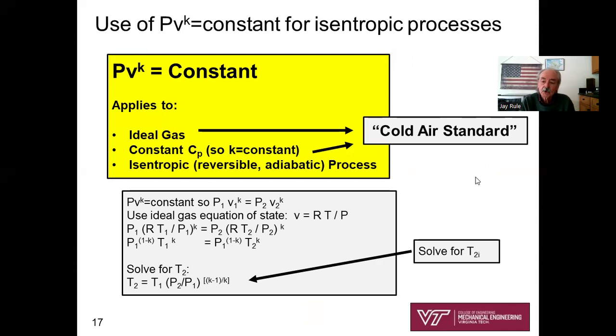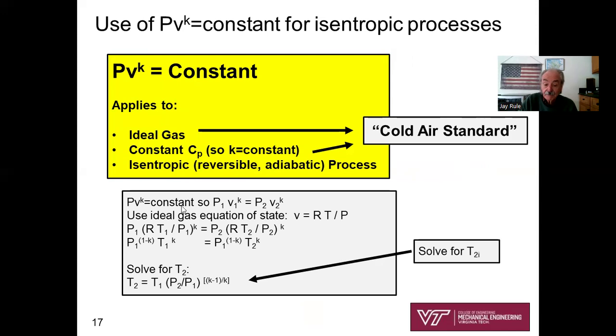Okay, looks like we're going to treat cold air standard first. How do you work with PV to the K as constant and then solve for T2 isentropic? Here's how you do it. PV to the K is constant applies to an ideal gas with constant specific heat. In other words, K is constant, undergoing an isentropic, reversible adiabatic process.